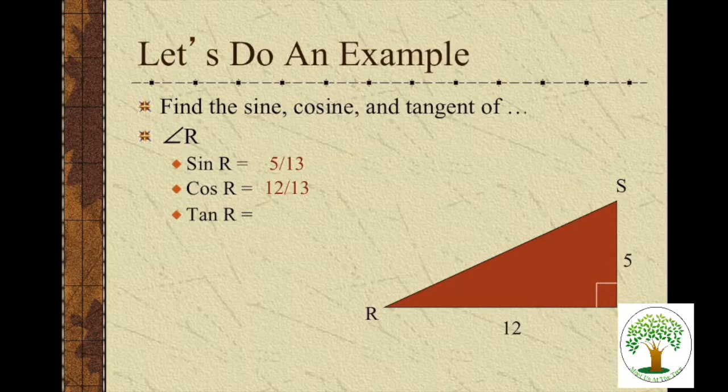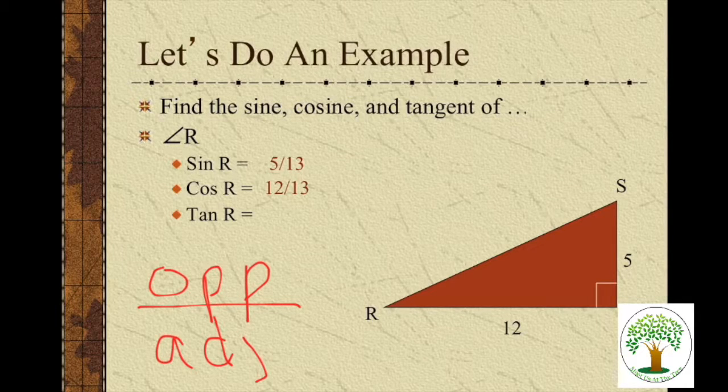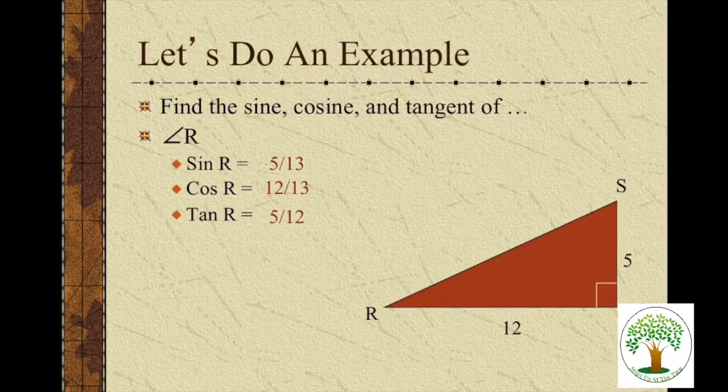Last one of this part, we have tangent of r. What is tangent? Opposite, adjacent, hypotenuse, what is that? Opposite over adjacent. Good job. Of r, which one's the opposite? 5, and the adjacent's 12. That's correct. So tangent of r is 5 over 12. You with me so far? Yes, ma'am. Let's move on.